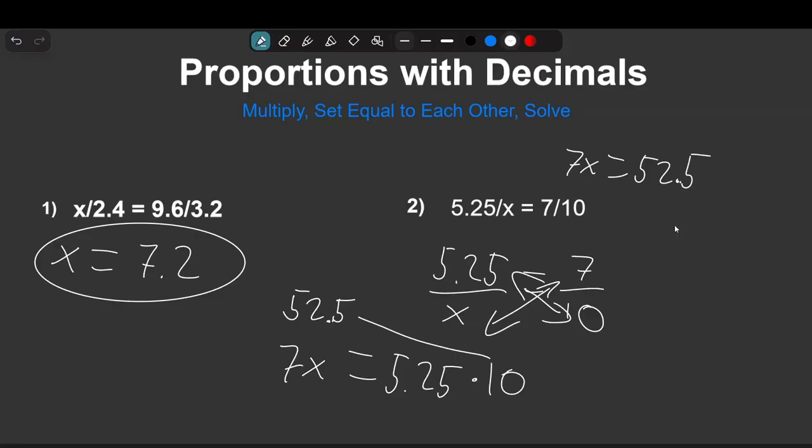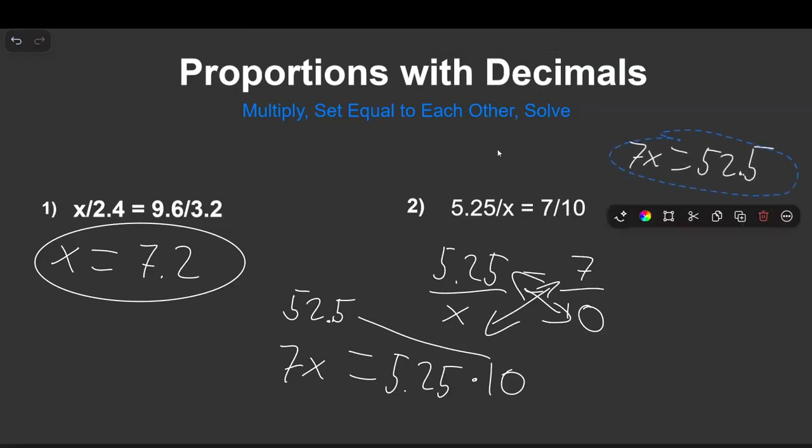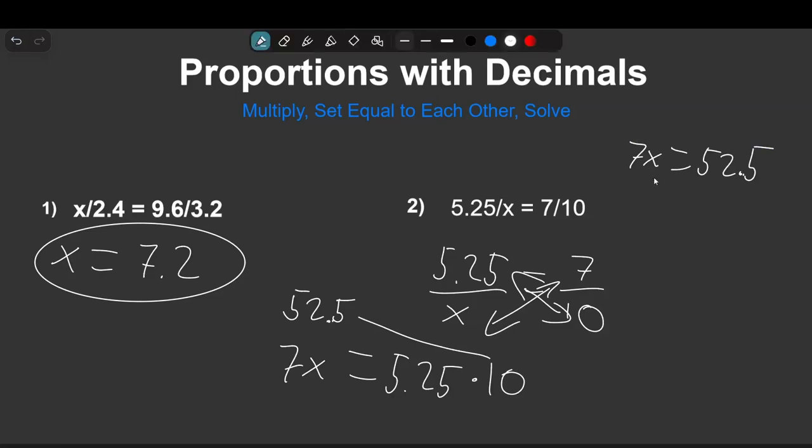So we're going to do the exact same thing as before and get to our final answer. The first thing we're going to do is isolate our variable by dividing both sides by 7. So 7 divided by 7 will cancel each other out, so we are left with x. So x equals, now it is isolated, 52.5 divided by 7. And 52.5 divided by 7 equals 7.5. So this will be our final answer of our second example.